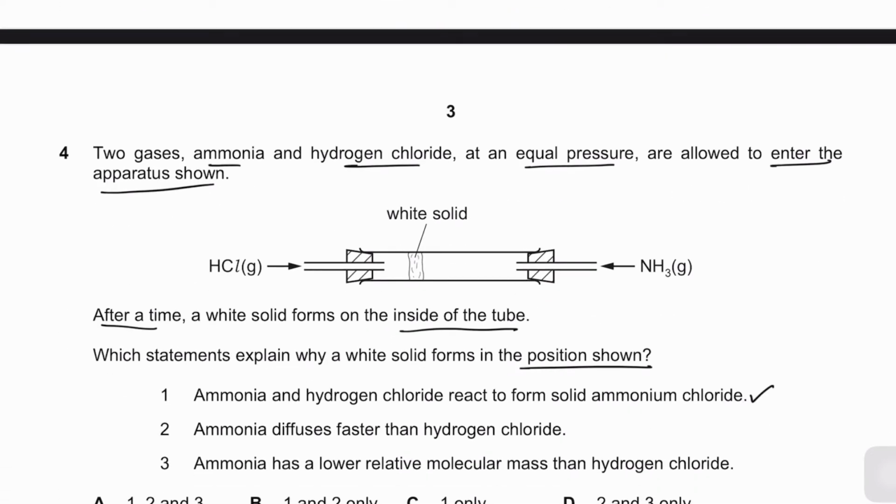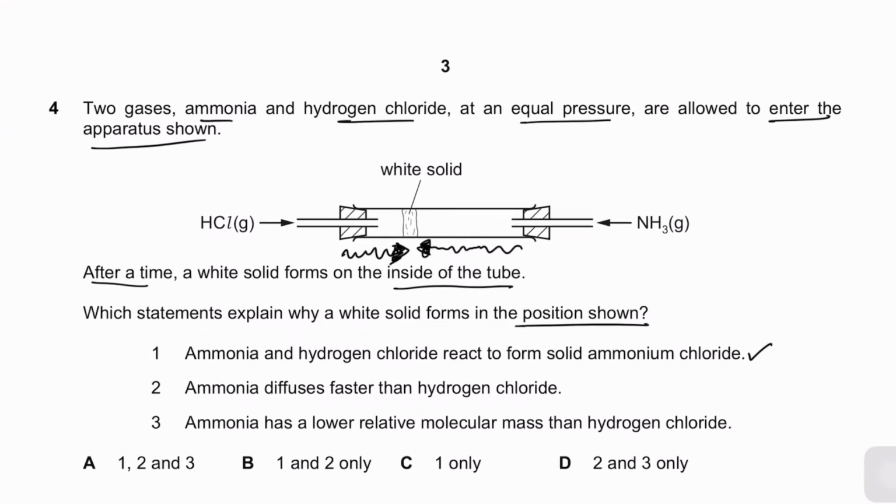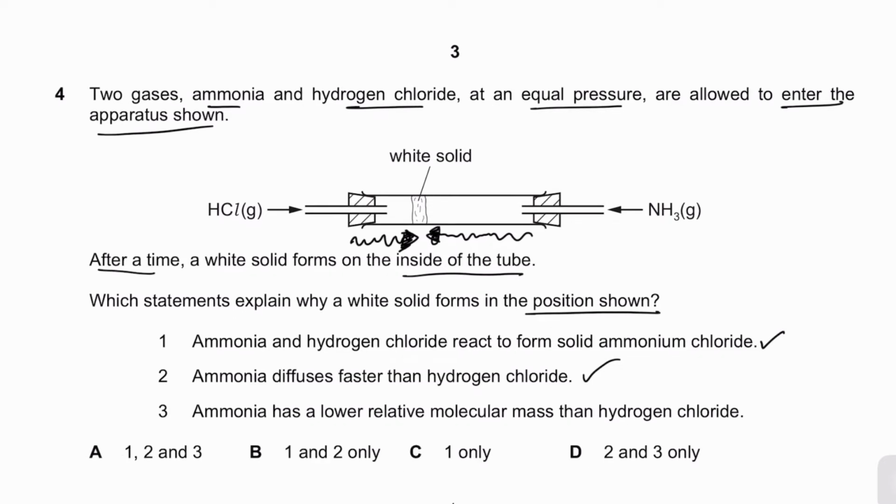Okay. Ammonia diffuses faster than hydrogen chloride. If ammonia diffuses faster, yes, the solid would have formed here because ammonia would travel further. So yes, ammonia has a lower relative molecular mass compared to hydrogen chloride. If it has a lower relative molecular mass, it will have a faster rate of diffusion. So yes, this is also true. So the answer is A, 1, 2, and 3.